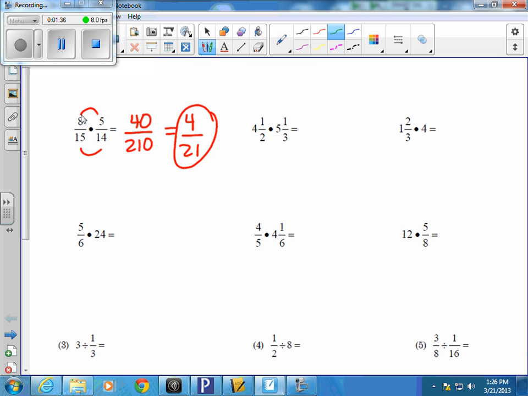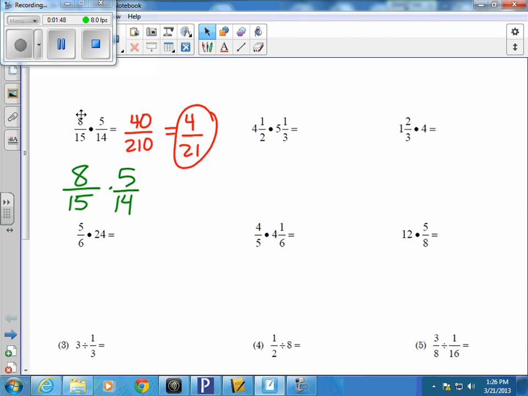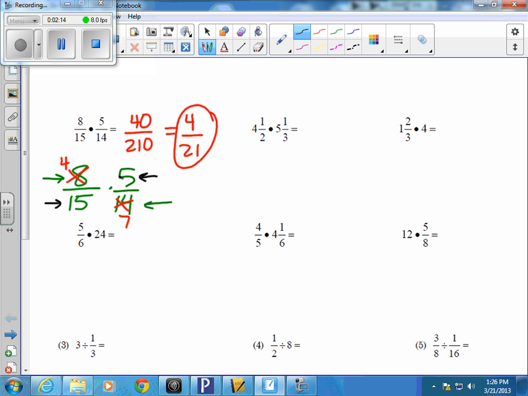But there's this concept that I like to do called cross-simplifying. So, rewriting the same problem underneath, looking at the numbers that are across from each other. For example, the 8 and the 14. Are there factors that divide into both the 8 and the 14? Of course, you can divide the top by 2 and the bottom by 2. If I divide the 8 by 2, I get 4. The 14 by 2, I get 7. The same thing with the 15 and the 5. I can divide the 5 by 5 and get 1, and the 15 by 5 and get 3.